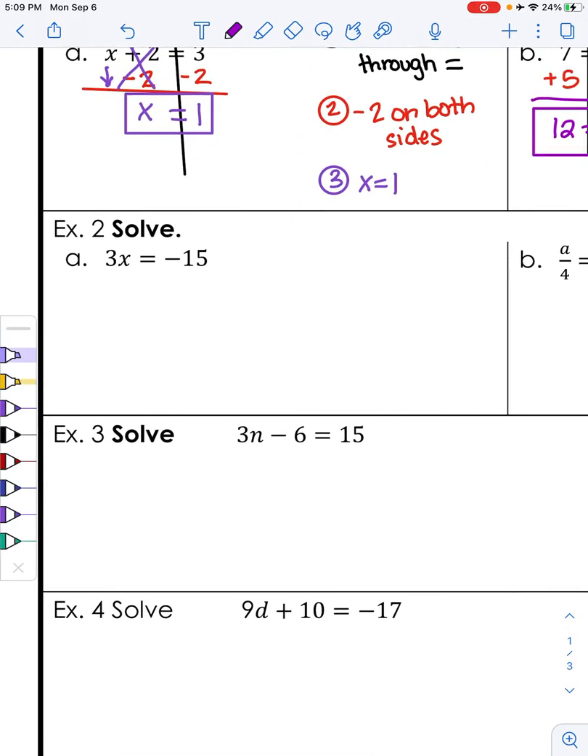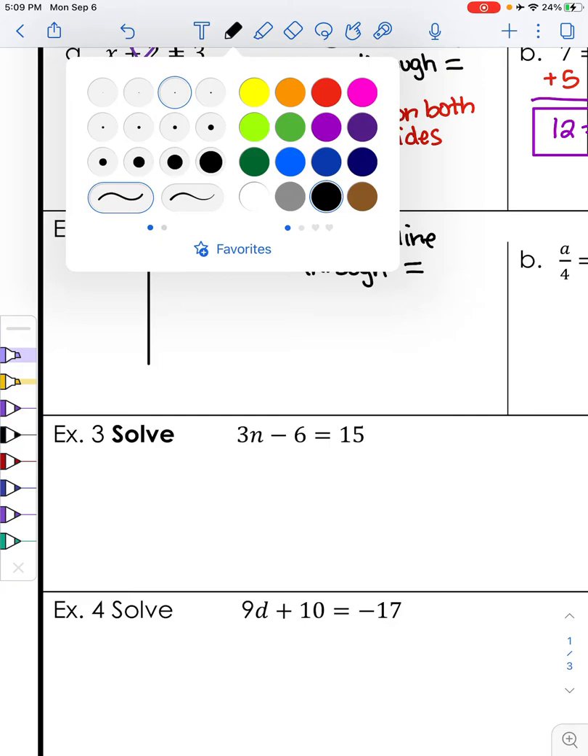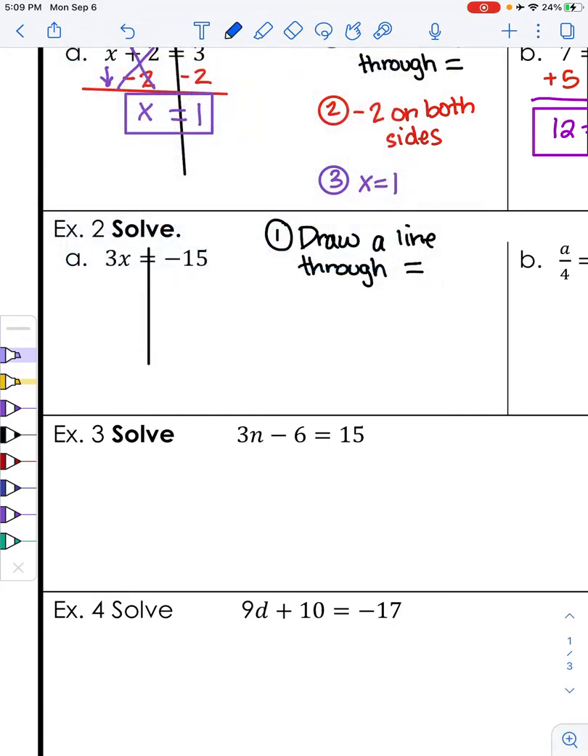Moving on to example 2, we want to solve 3x equals negative 15. Our first step is going to stay the same. Draw a line through the equal sign. Now, this time, I don't have a constant to add or subtract over. Now I have a coefficient, which is a number in front of the x. So I am going to either multiply or divide by the coefficient.